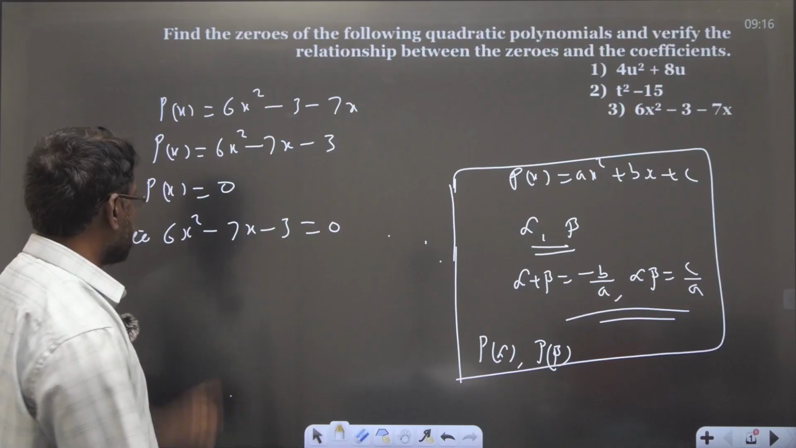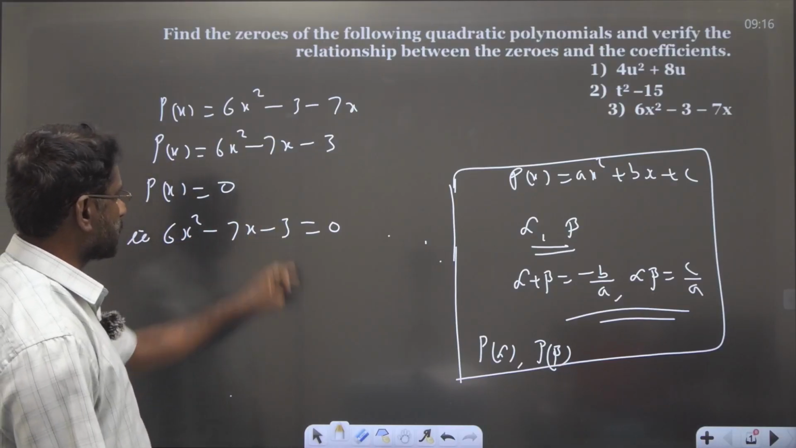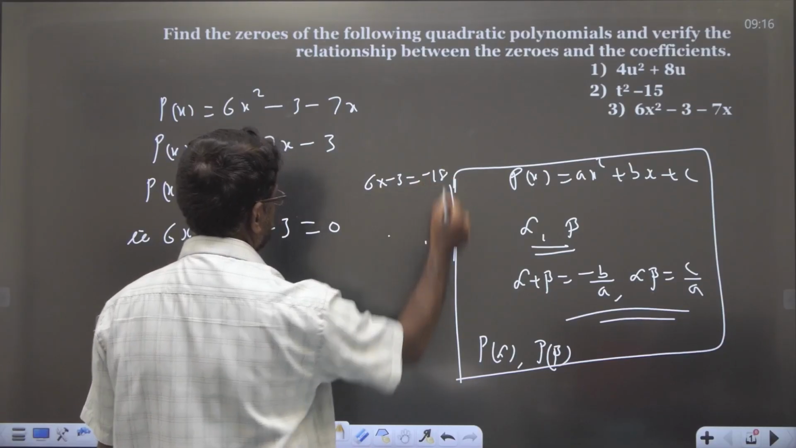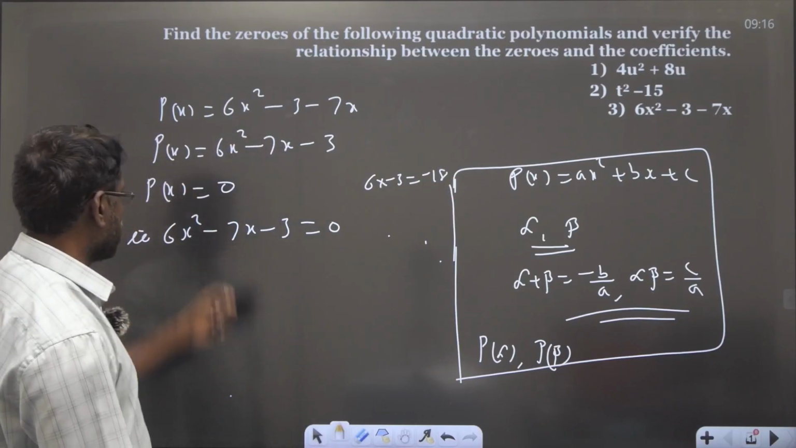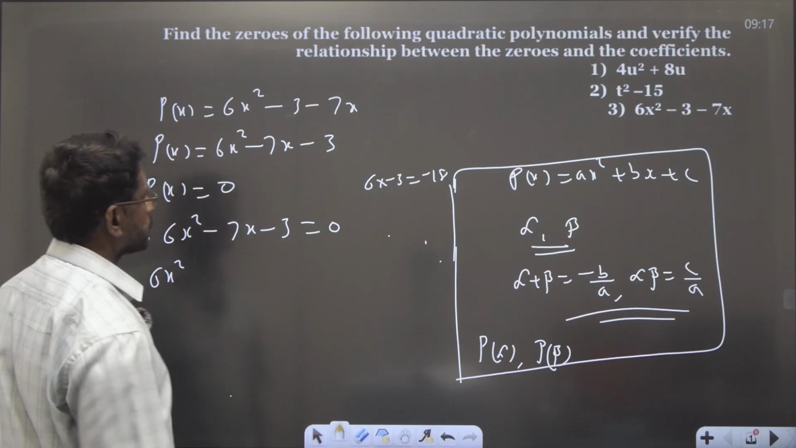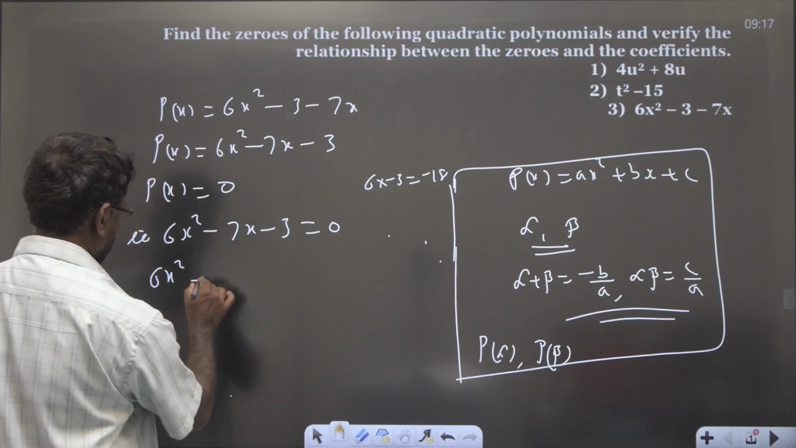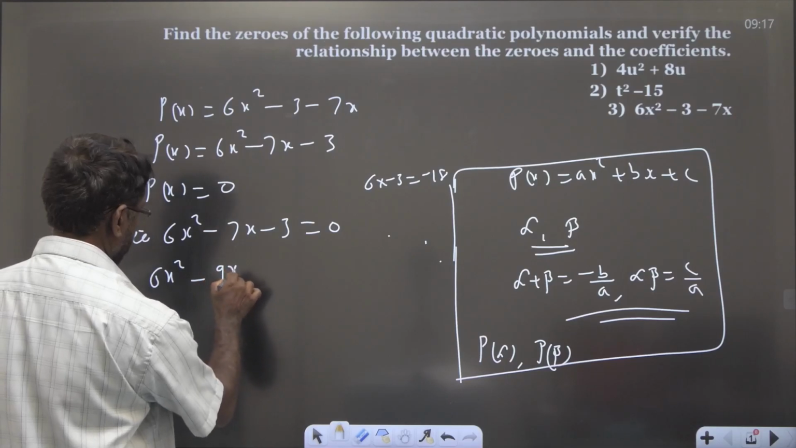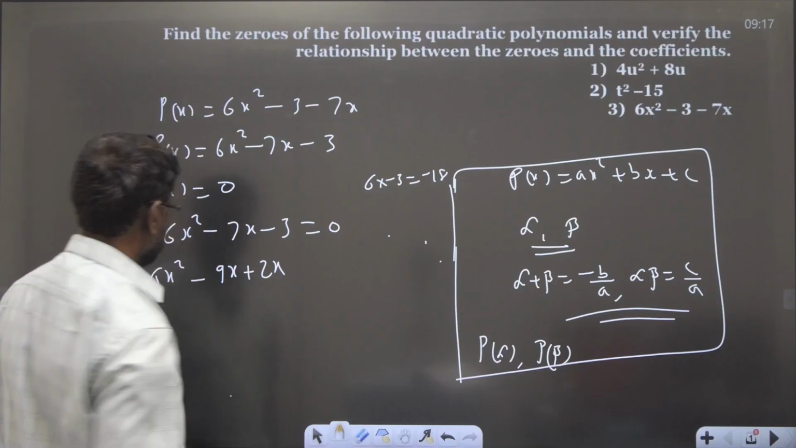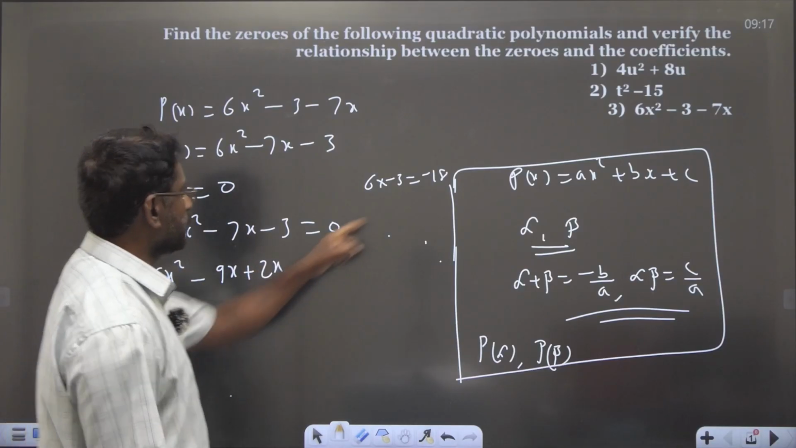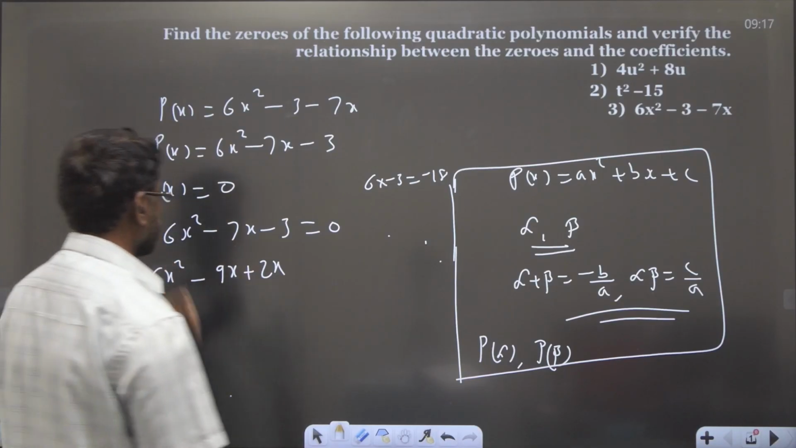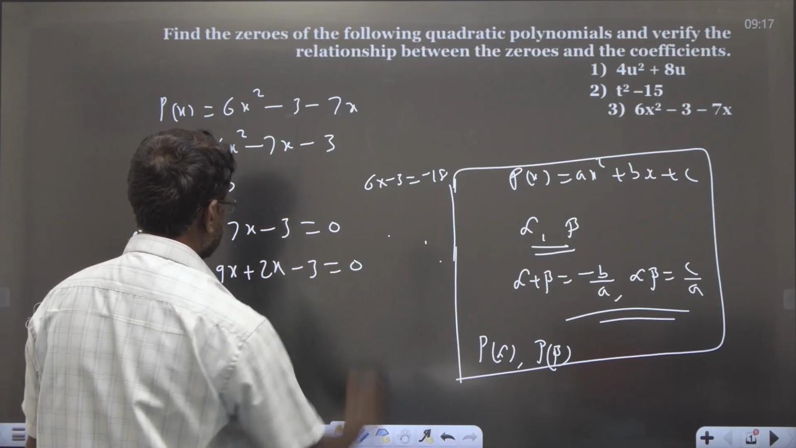Assume two numbers whose product is 6 into minus 3, that is minus 18, and whose sum is negative 7. That is 6x square minus 9x plus 2x minus 3 equal to 0. Look here, minus 9 into 2 is minus 18, minus 9 plus 2 is minus 7. This is the method of factorization.